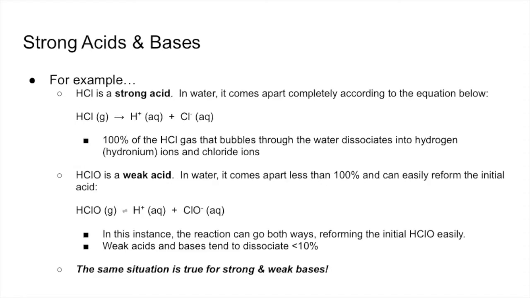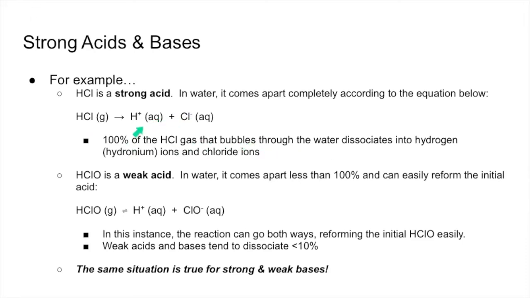So for example, HCl, hydrochloric acid, is a strong acid. In water, it comes apart completely according to this equation. Hydrochloric acid starts actually as HCl gas, hydrogen chloride gas. If you bubble that through water, it turns into aqueous hydrogen ions and aqueous chloride ions. And this happens 100%. All of the HCl dissociates into these two ions.